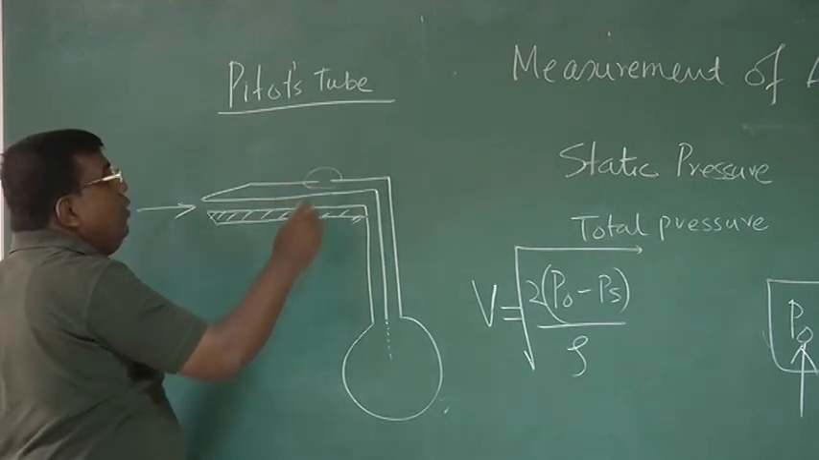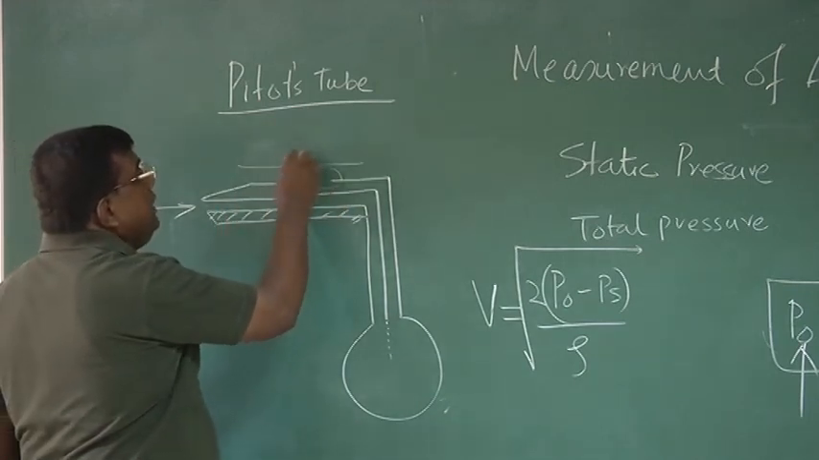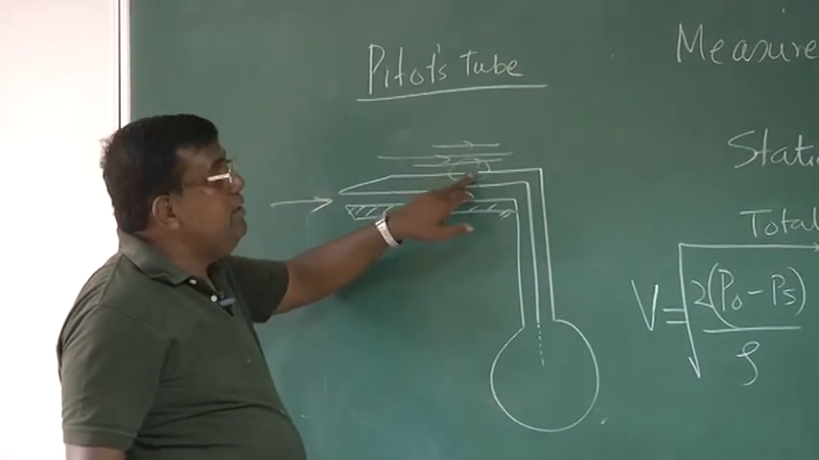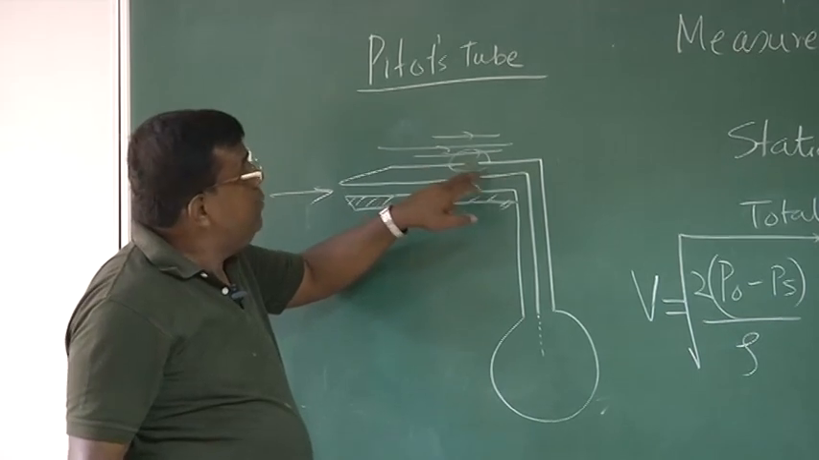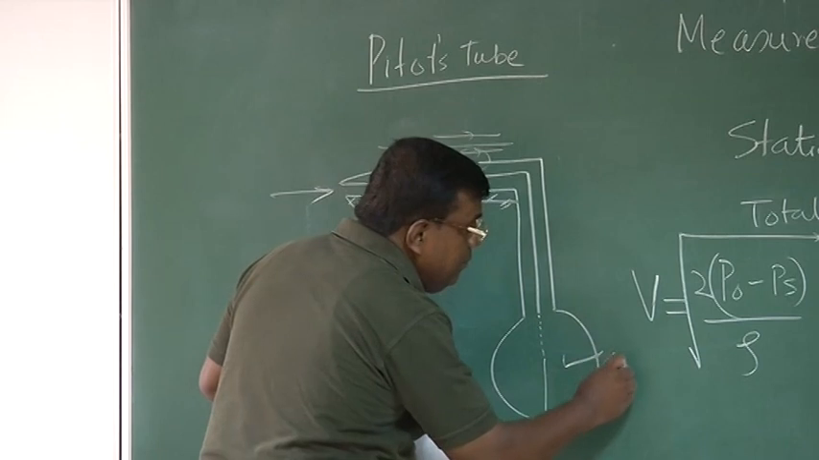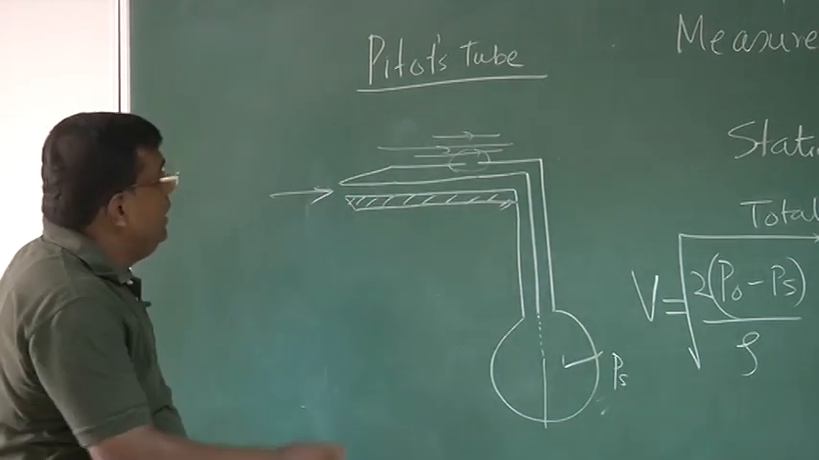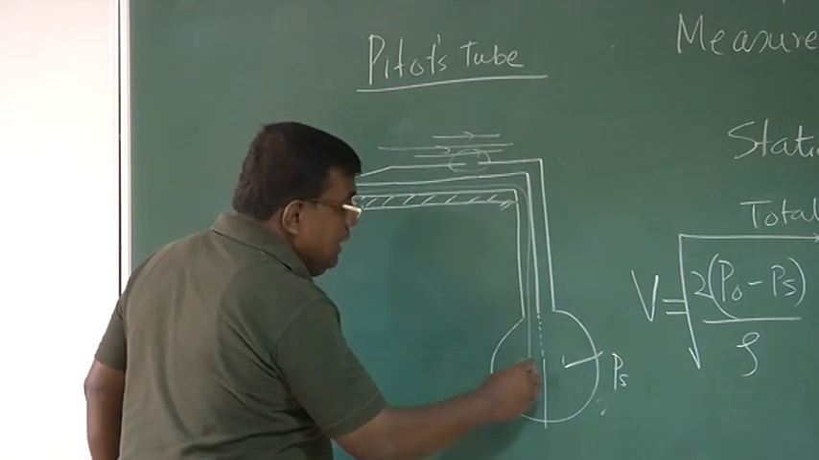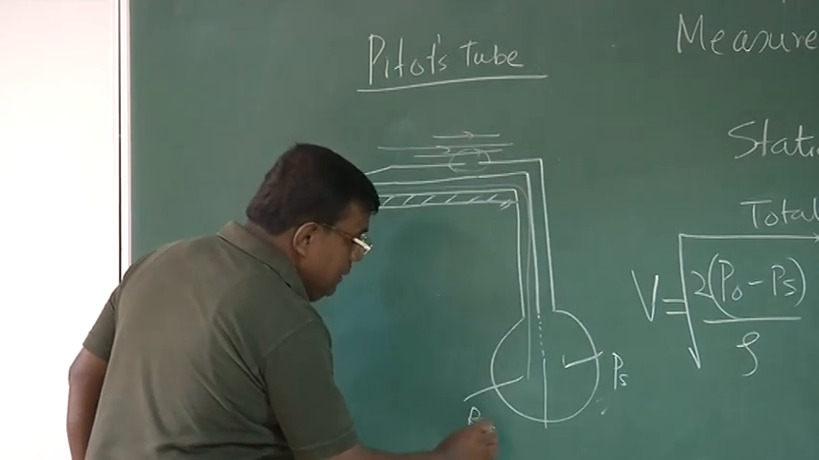Watch out here, there is an opening. So the fluid particles are moving like this, right? So what will happen? This point will sense the static pressure, and this input goes to the chamber. Let's say here I am sensing static pressure. And now what is happening here? The fluid which is going inside like this comes to rest here, right?